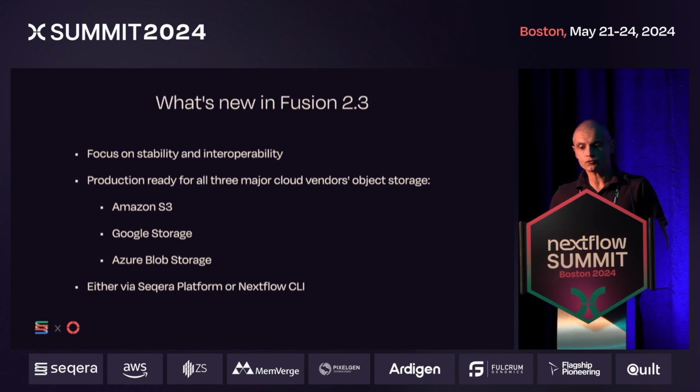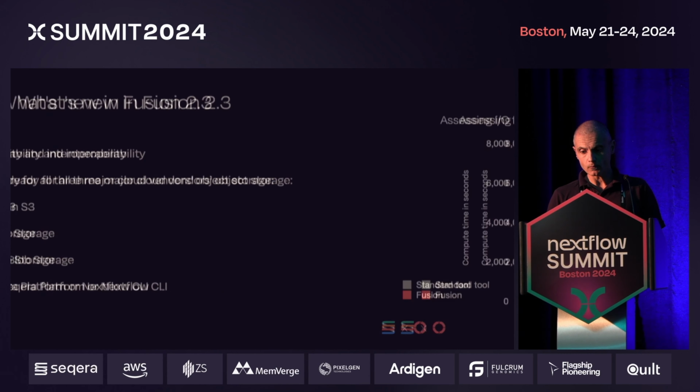So what's new in Fusion 2.3? We released it this past week. We focused on stability and interoperability across cloud providers. Now it's production ready across all three major cloud providers: Amazon S3, Google Storage, and Azure Blob Storage. You can use this technology both with the Seqera Platform and the Nextflow command line.